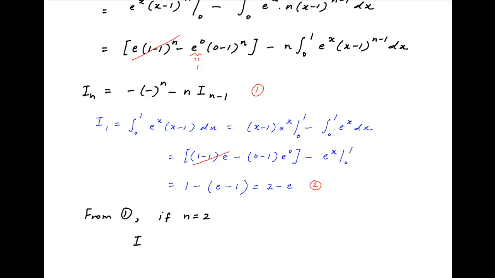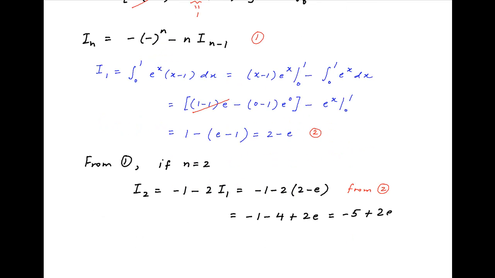Now putting n equal to 2 in result 1, we get I_2 equal to -1 - 2 times I_1. Substituting the value of I_1 obtained in result 2, we get I_2 equal to -1 - 2 times (2 - e), which is equal to -5 + 2e. Let's call this result 3.